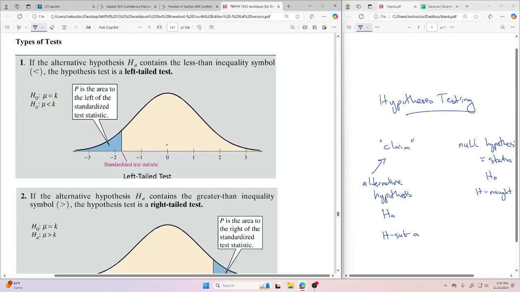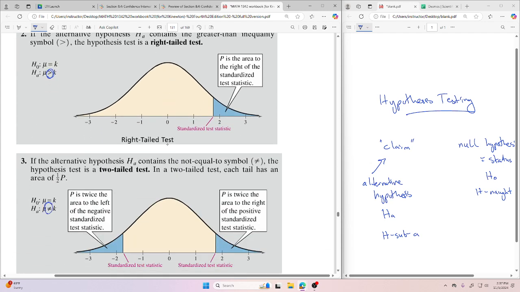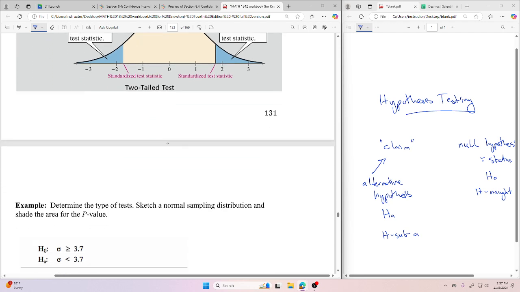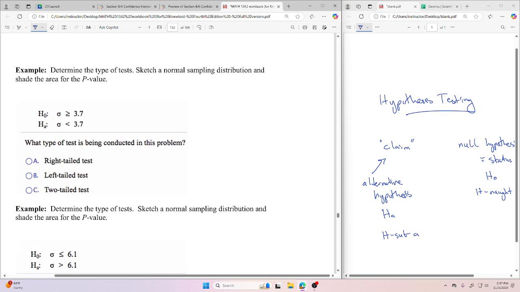The tail tests, I'm just going to emphasize again, we got the left tail. You can see right here, we're using this symbol to determine what the tail test is. And what this is going to do is tell us this thing called the rejection region. But again, we don't have enough time for that today, but we're going to be getting into the rejection region stuff later.